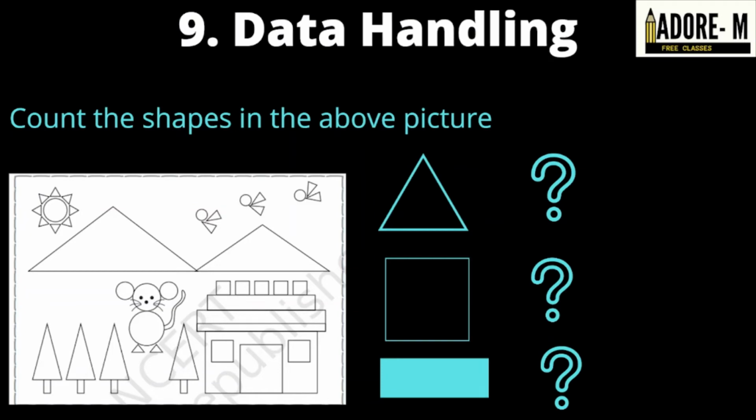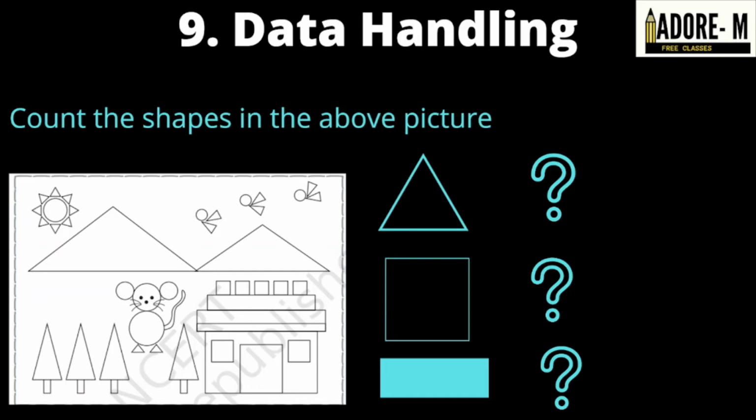In this chapter we are going to learn what data is. When we see something, what do we observe? In this image you observe one house, one cat, one sun, some birds, some mountains, some trees. But what do you observe from this image? You will calculate how many triangles in this image, how many squares, how many rectangles.